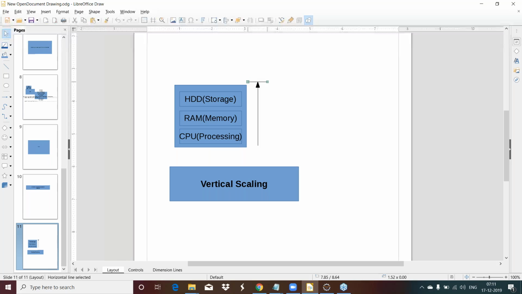This problem is there with every existing system, that you cannot go beyond a certain limit, and that problem is basically referred to as the problem of vertical scaling. So do I get a quick confirmation that you understand the first limitation of the existing system, called vertical scaling?